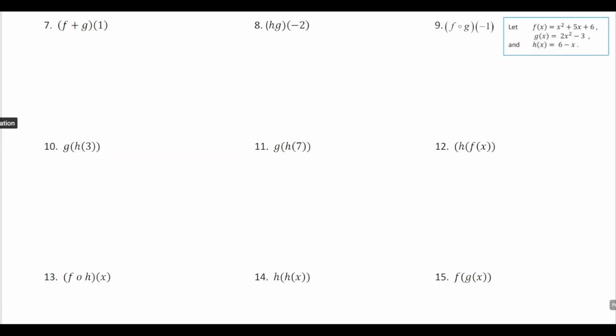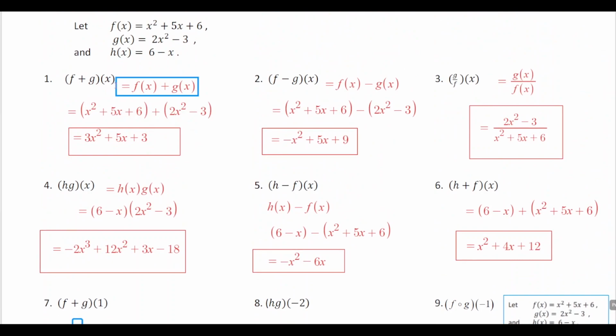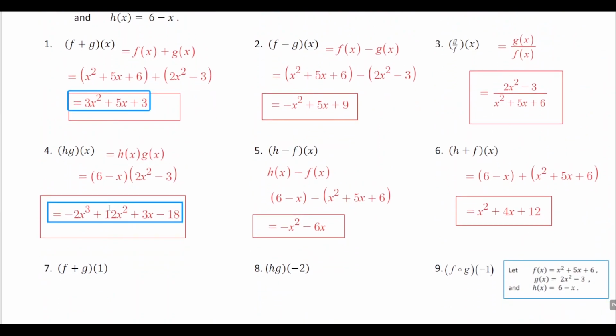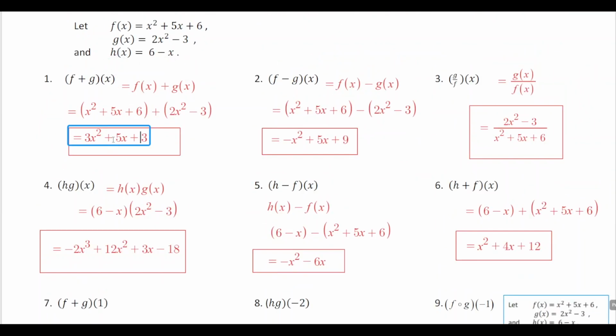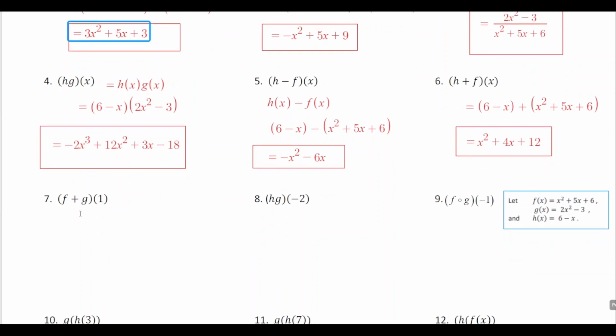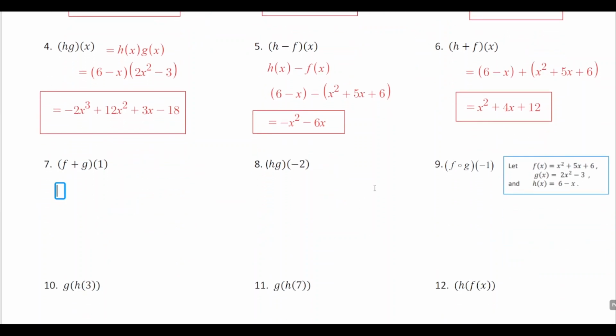Okay, so number 7 is (f plus g) of 1. Okay, so we already found f plus g, right? It's this one right here. So we could just plug in 1 here, but I want to show you how to evaluate this because I showed you on the notes how to do it that way. But I want to show you something a little different here, and that is to actually evaluate these separately and then add up their sum. So, add up their two values.